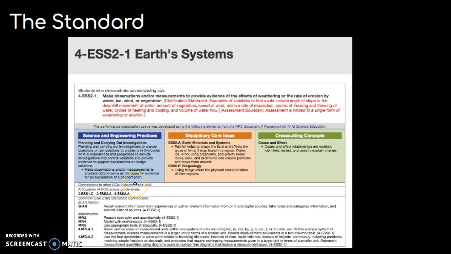The standard that I came up with that would fit best with this activity would be the 4 ESS2-1 Earth systems, because it talked about the effects of weathering, erosion by water, ice, wind, or vegetation. So that all kind of plays into the fact that we're talking about different kinds of landforms. We're using water. Now, we're not really working with wind or ice, but if we did take this experiment up a notch, we could definitely play around with those things. So I found that standard.